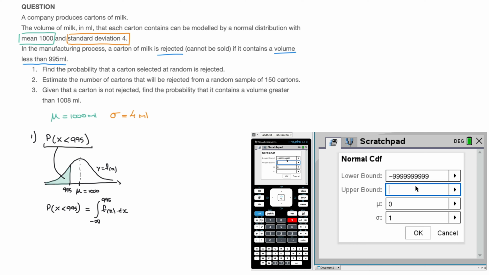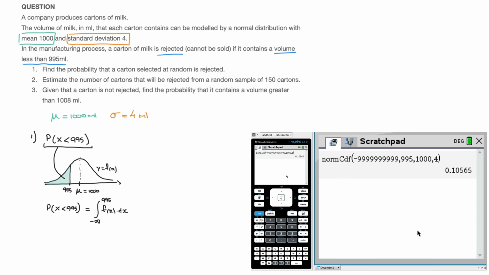Next, for the upper bound, well, that corresponds to the 995 of our integral. And so I type that here, 995. Next, we're asked for the mean value of the distribution. And as we saw previously, that's 1000. So I enter that, 1000. And finally, we're asked for the standard deviation, which we were given is 4. So I enter 4. I'm now happy with all of that, and I click on OK. And we're done.